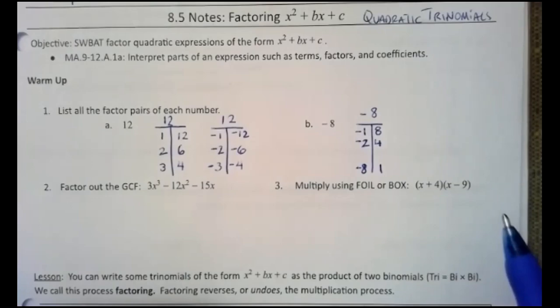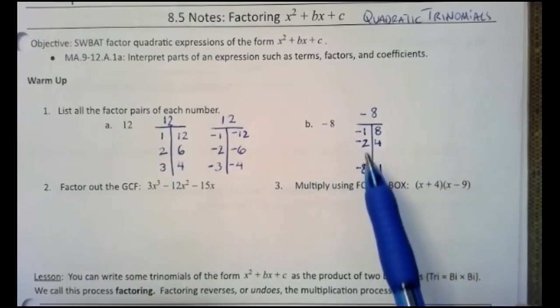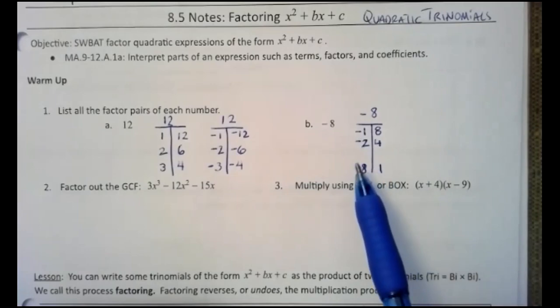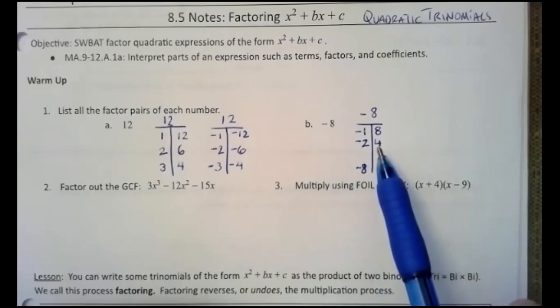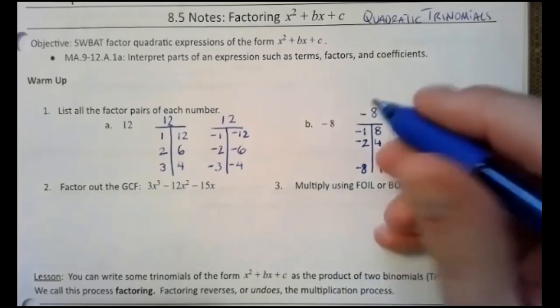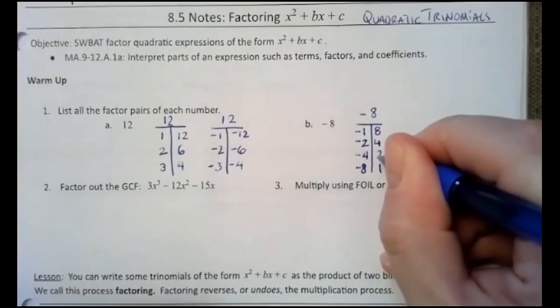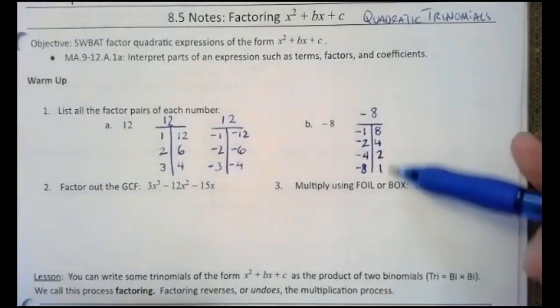Thomas wrote 2 and -4. Now listen, my 2 on the paper is negative. Thomas's 2 is positive, and those are different numbers, aren't they? My 4 is positive. Thomas, your 4 is negative. Those are different numbers. So guess what? I'm going to list them because they're a different pair. So we have 4 pairs.